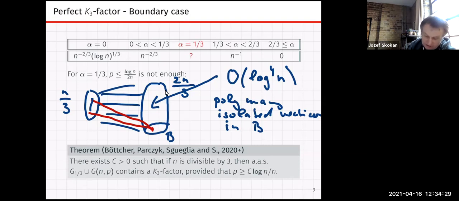And then what we prove actually is that, on the other hand, if you take a suitably large constant c and you take p larger than c times log n over n, then this G_{1/3} union G(n,p) actually contains a triangle factor. So that means that log n over n is what should go instead of this question mark over here. All right.